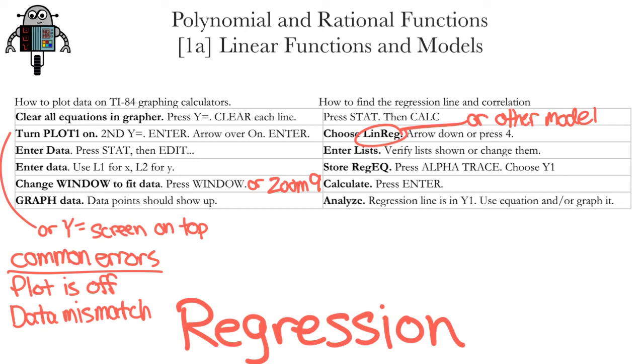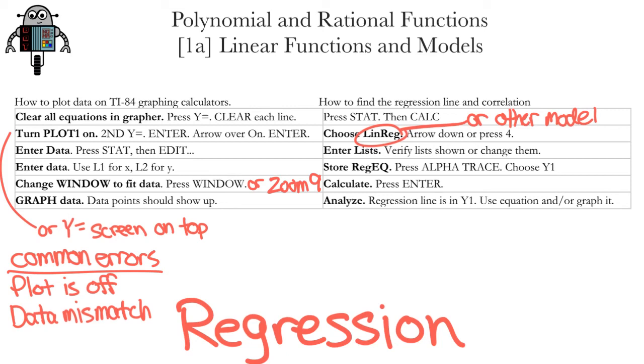When you entered your data, you most likely used list 1 and list 2. So just verify that you use those lists. The next thing you'll do is store the regression equation. You could do this by pressing alpha trace and choosing y1 or whatever function you want to use. But if you don't have this option, you either need to update your OS on the calculator or use the vars button and arrow right to yvars.